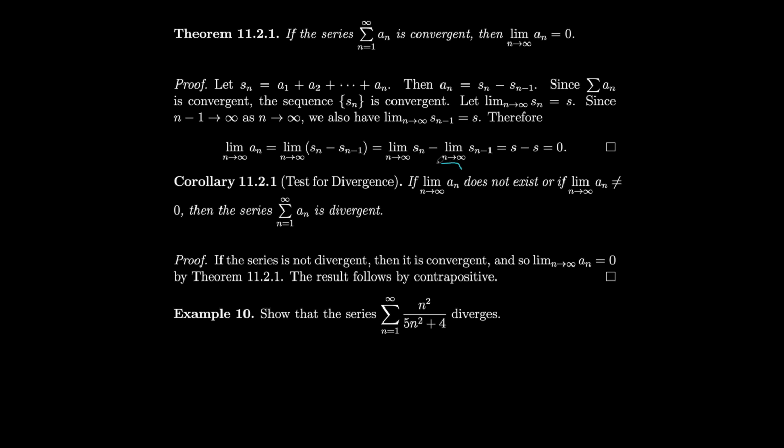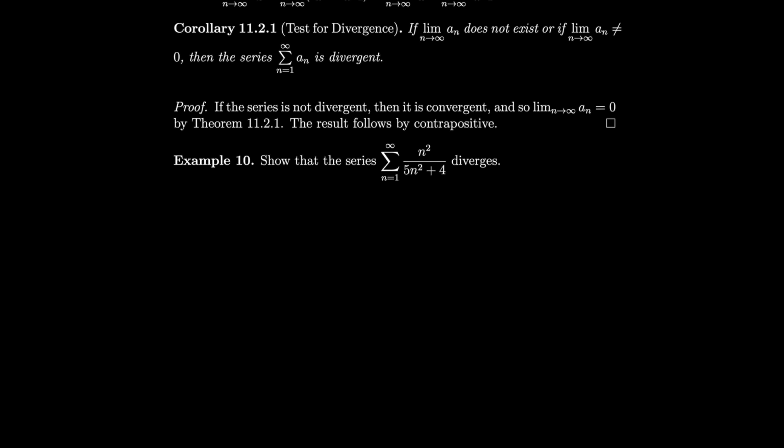So if you want to prove this, you can just assume that the series is not divergent, so then it must be convergent. So that means that the limit is 0 by the previous theorem, and then you immediately get the result by contrapositive. So we can quickly show now that a series like this diverges, because all we have to do is take the limit.